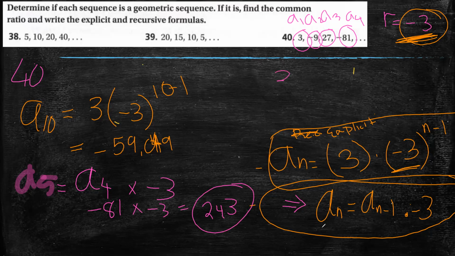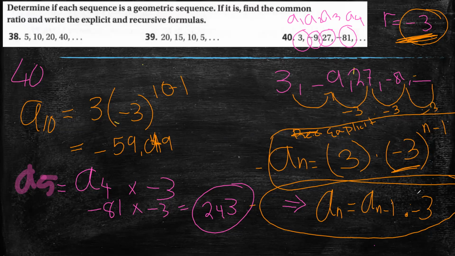Maybe another one said, teacher, I know that if you multiply this term by negative 3, you get negative 9. And negative 9, you multiply it by negative 3, you get 27. And 27, you multiply it by negative 3, you get negative 81. And negative 81, if you multiply it by negative 3, you will get 243 also. So we have these ways to find the next term. Is it clear for you now?